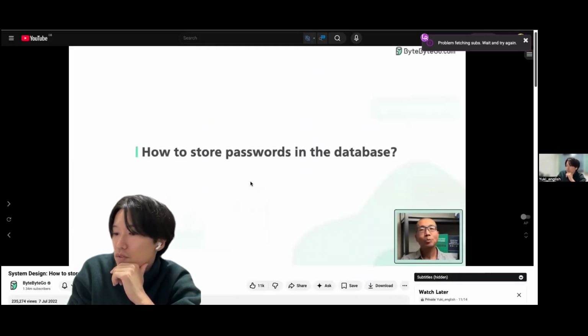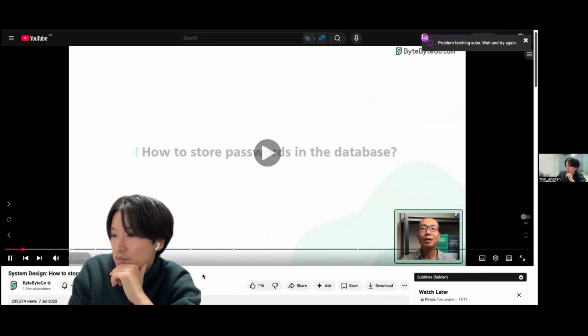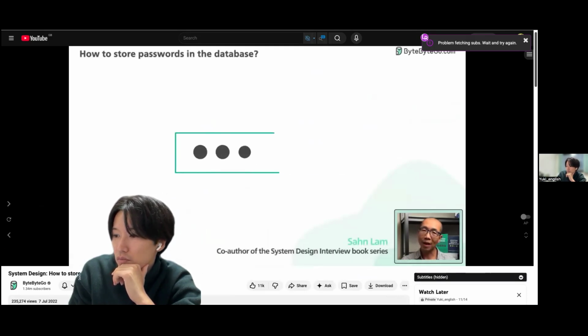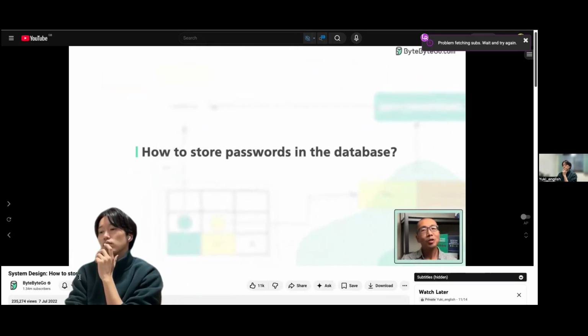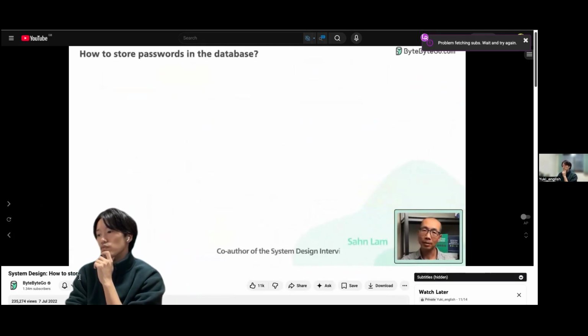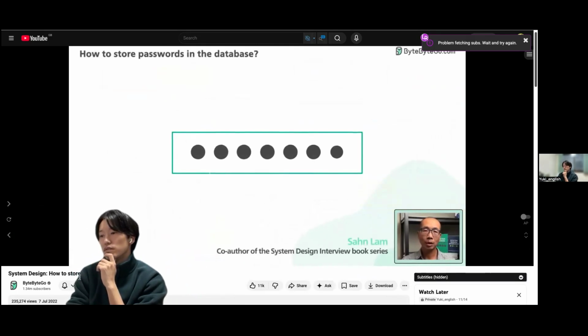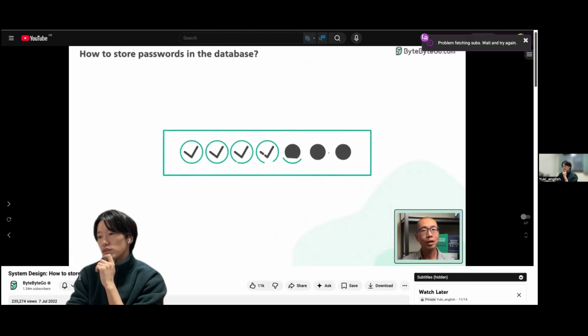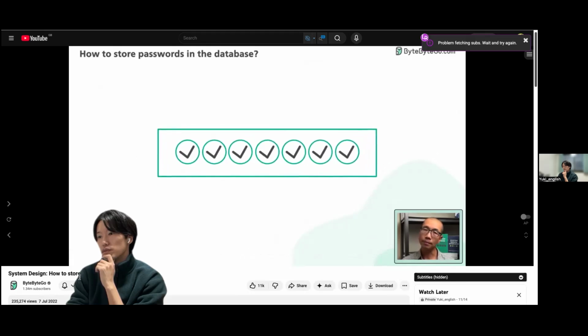Let's listen. How do we store passwords safely in the database? How do we validate a password a user enters against what we store in the database? Let's take a look.